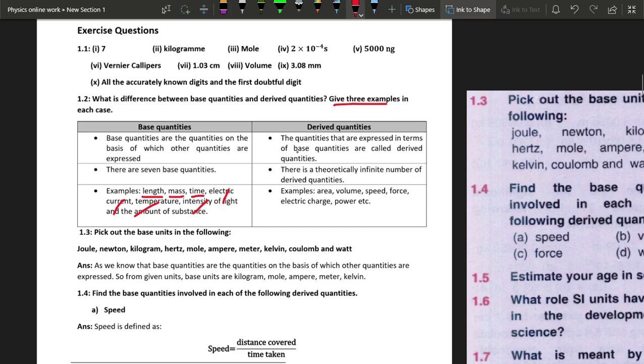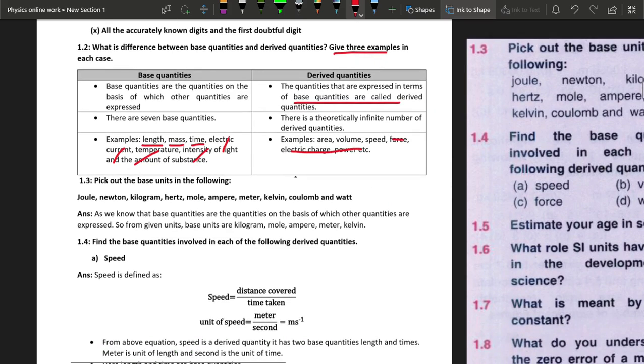Similarly, derived quantities are those quantities that are expressed in terms of base quantities. And these are area, volume, speed. You can just write only three quantities. You don't need to write other quantities, because the question says only three examples. So this is the difference between the base and the derived quantities.